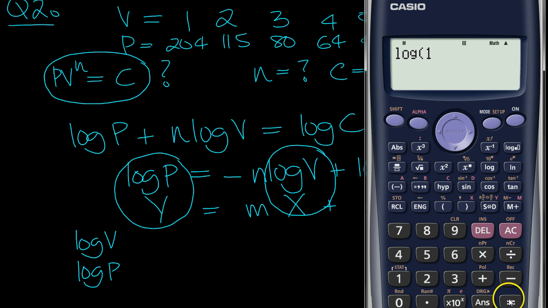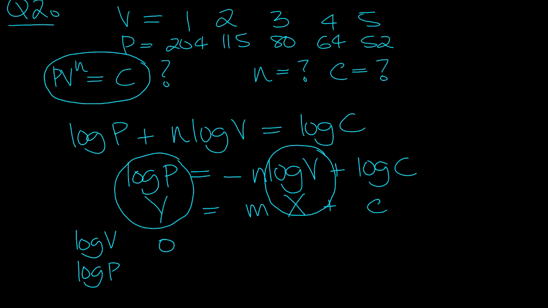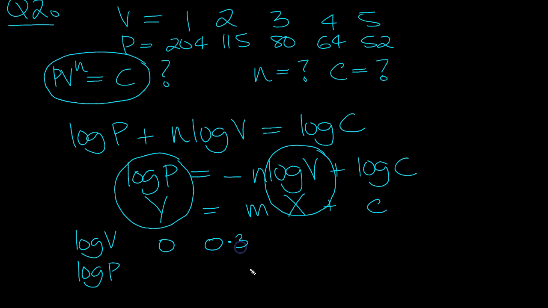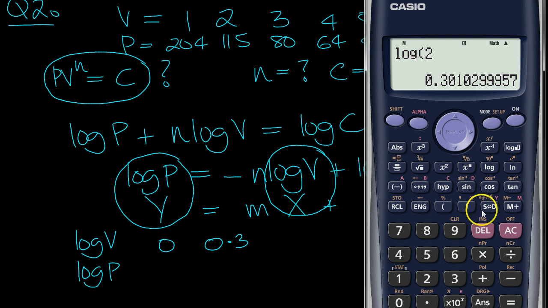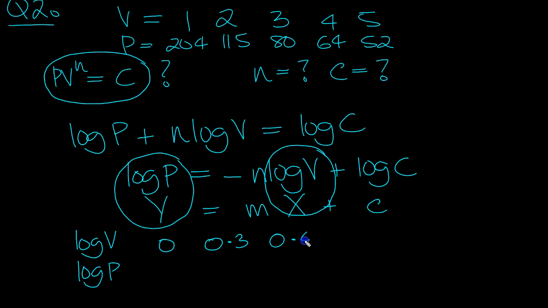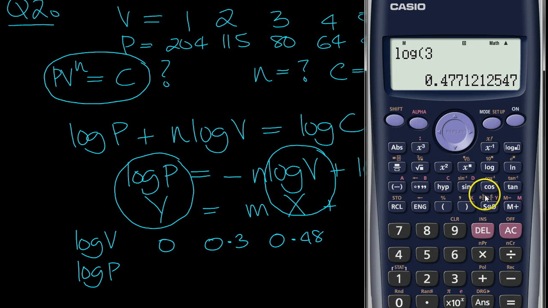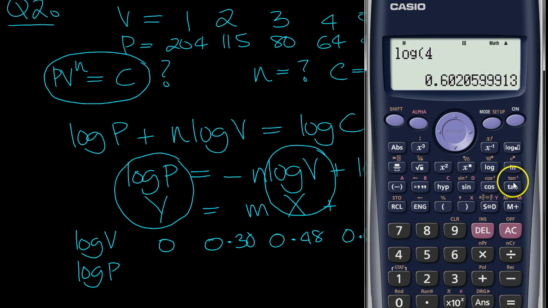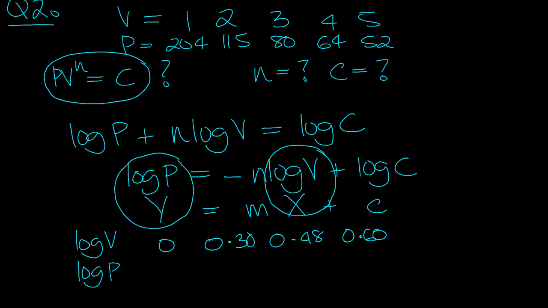Log 1, which we know is 0. Log 2, 0.30. Log 3, 0.48. Log 4, 0.60. And then log 5, 0.70.